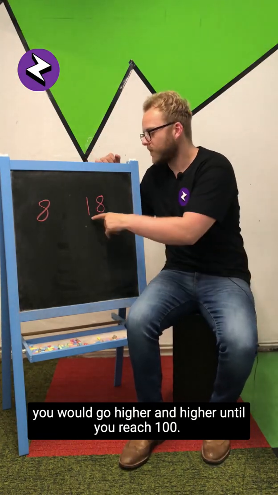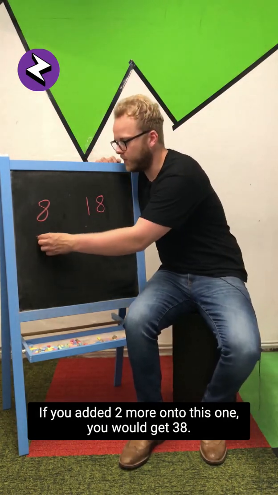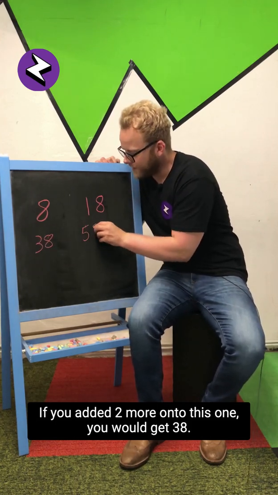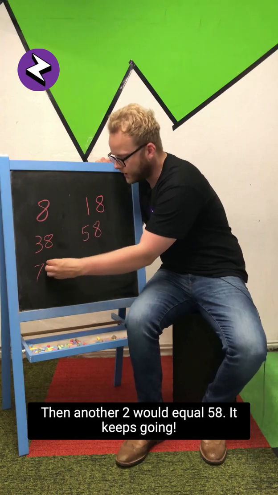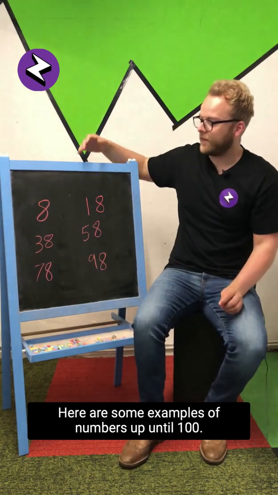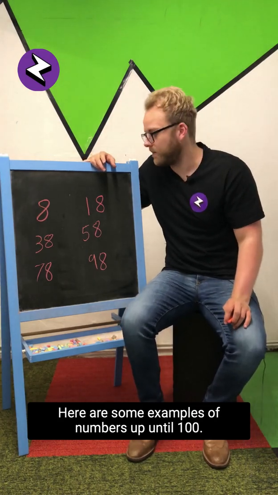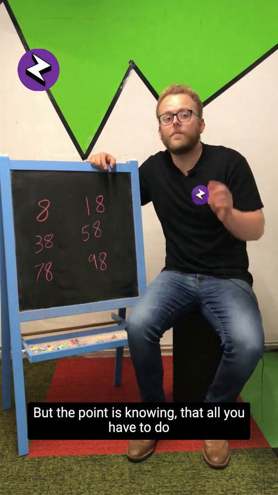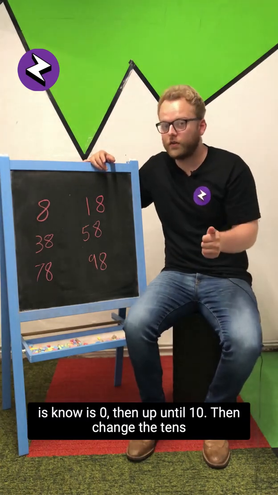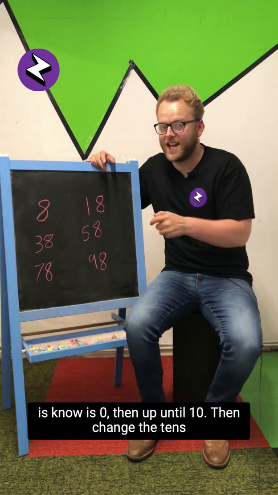So for example, if we added 2 more into this one, it would be 38. Then you get another 2, 58, and it keeps going on and on. Okay, and that could be different variations or examples of numbers up to 100. But the point is knowing that all you have to do is know 0 up to 10, okay?